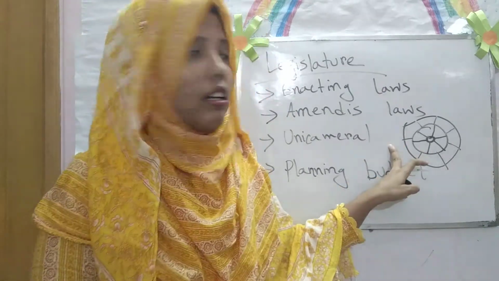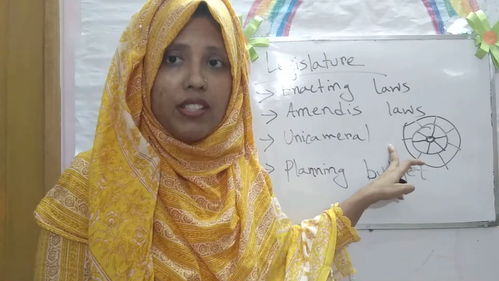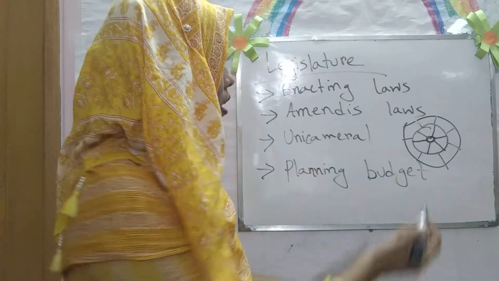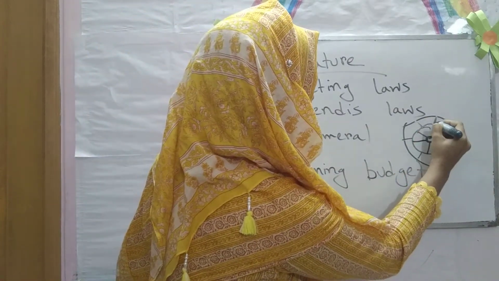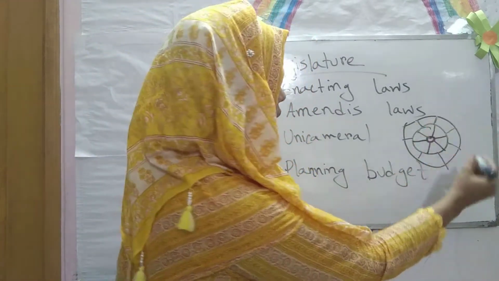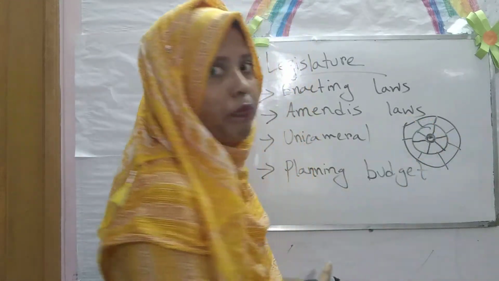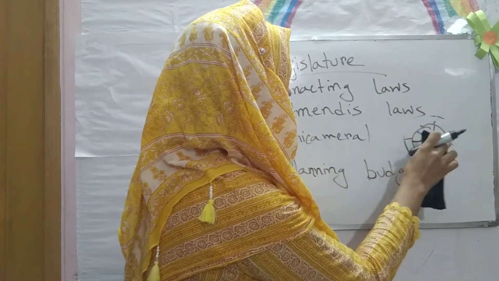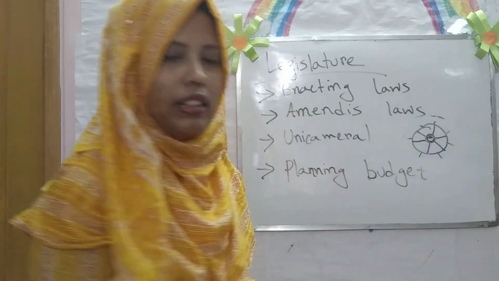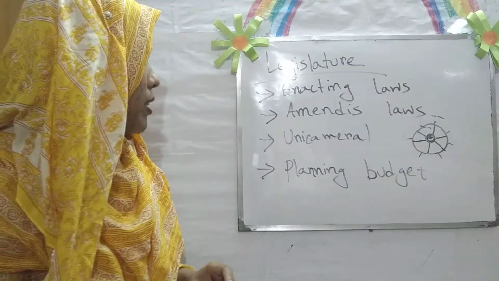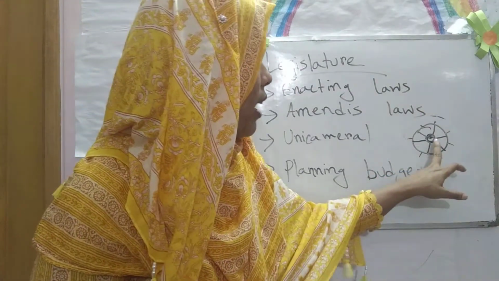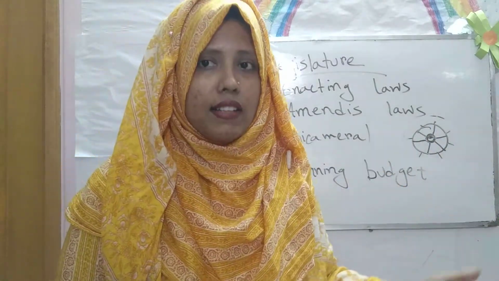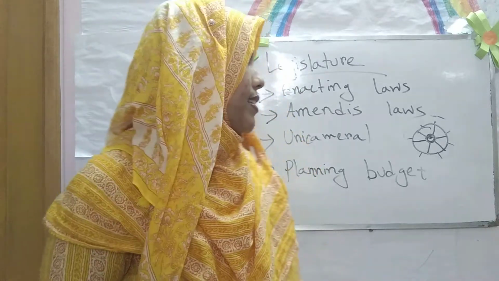Here, which country has many types of provinces? That country has a bicameral parliament. Here, the provinces have another parliament and there is a central parliament. But we have only one parliament and one chamber. That is called unicameral parliament. We have one parliament and one central government. We will discuss the central government in our next classes.